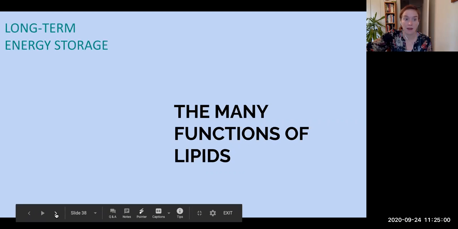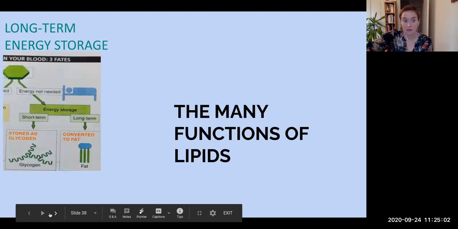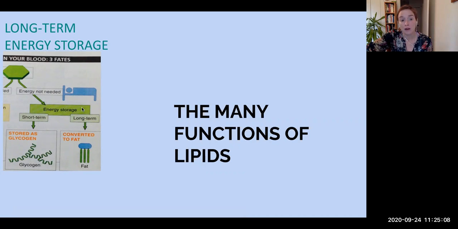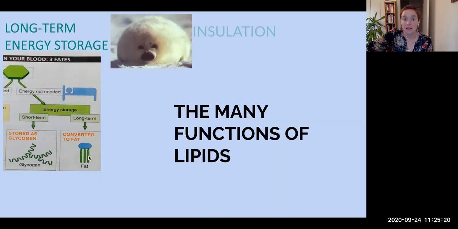So for one thing, they are long-term energy storage. When we have more glycogen than we can deal with, than we can store, we'll convert those carbohydrates, those polysaccharides, those glucoses in our diet to fat, to triglycerides, okay? They also act as insulation. So, you think of like whale blubber or something like this. It helps against us getting really cold.